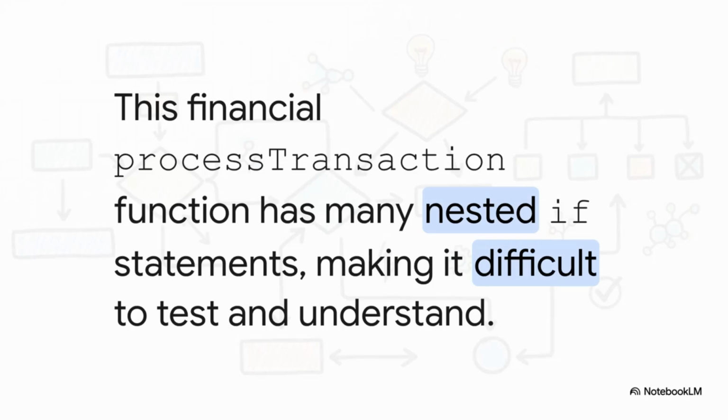Here is a real piece of code from a real application. It's a function for processing a transaction. Just look at all those nested if statements. To understand what's happening here, you literally have to trace every single possible path. It's like a jungle, and it is the perfect hiding place for bugs.